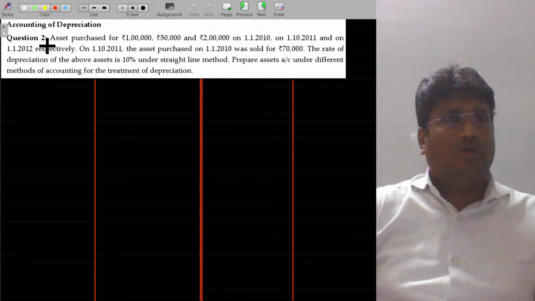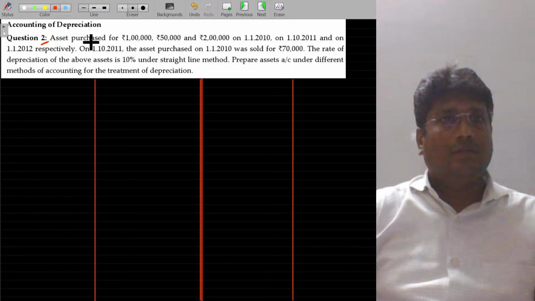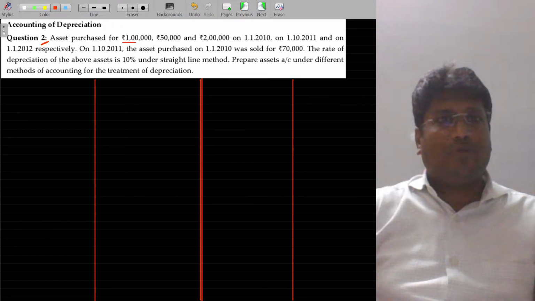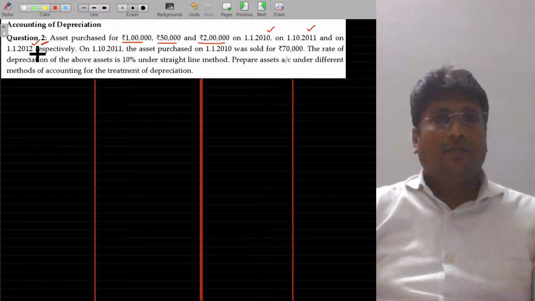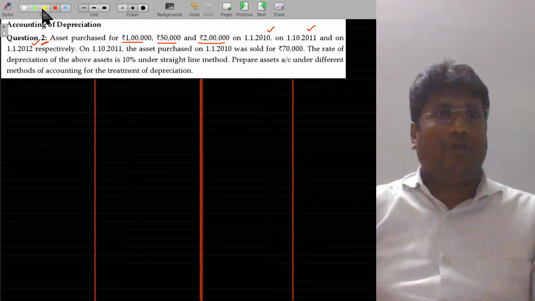Let's see question number 2. Accounting of depreciation. Assets purchased for rupees 1 lakh, 50,000 and 2 lakhs on 1/1/10, 1/1/11 and 1/1/12. Three assets purchased in three different periods.